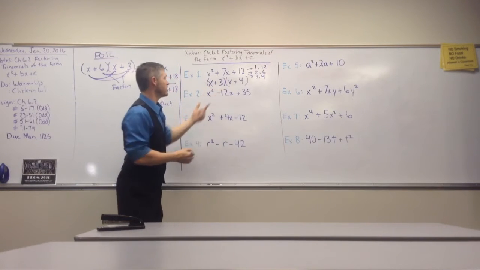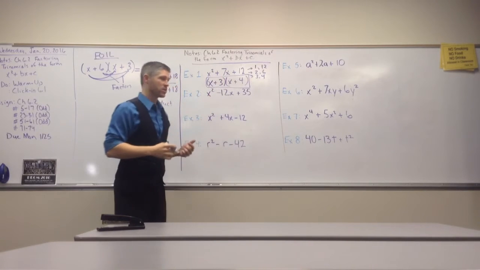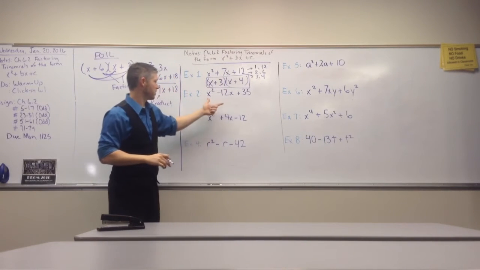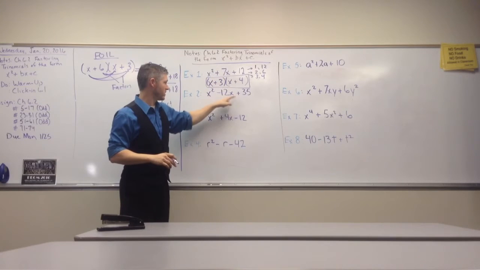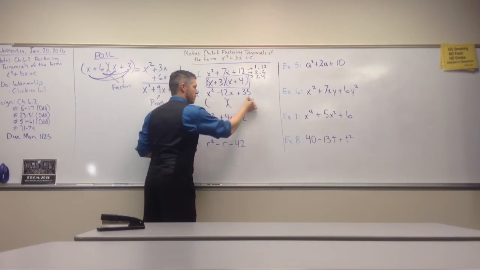Okay? So that's how it works. This is your solution. That's the factored form of that specific quadratic expression. Second one looks like this. Instead of having a positive, this one has a negative here also. But the process is still the same.